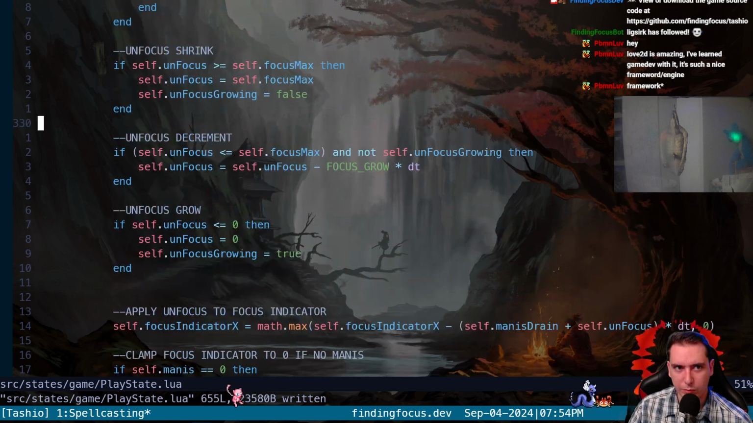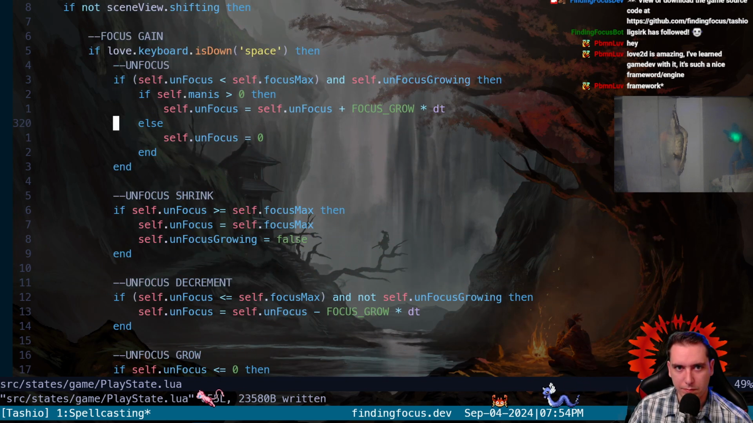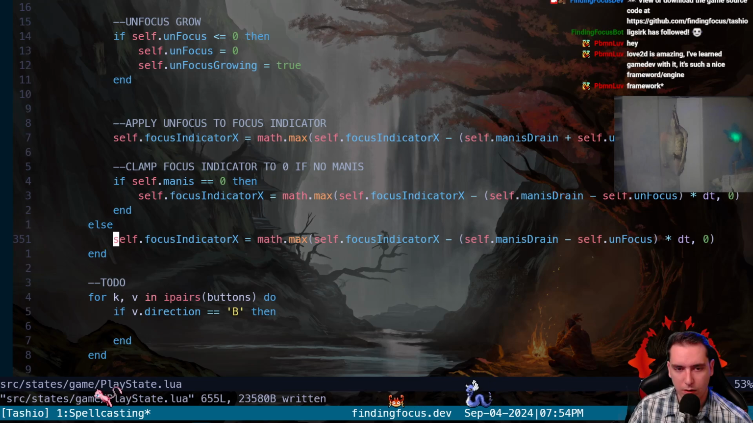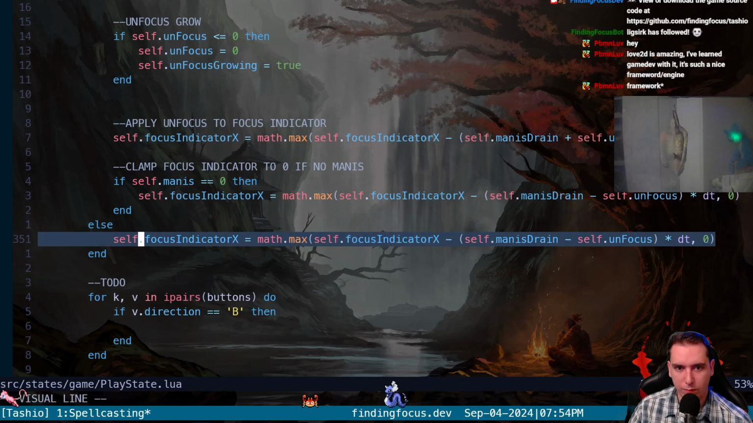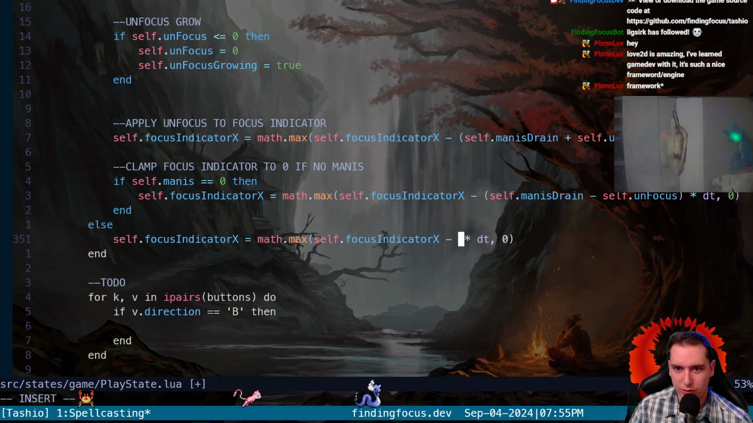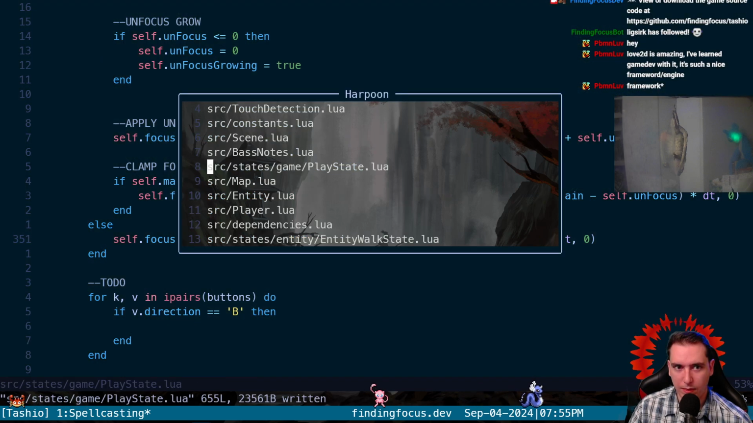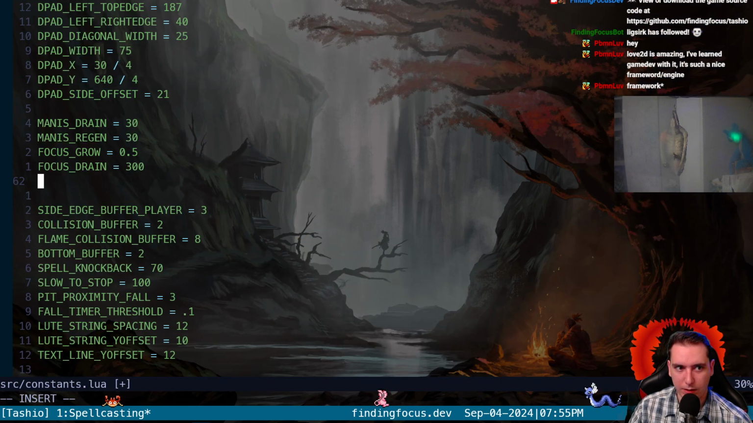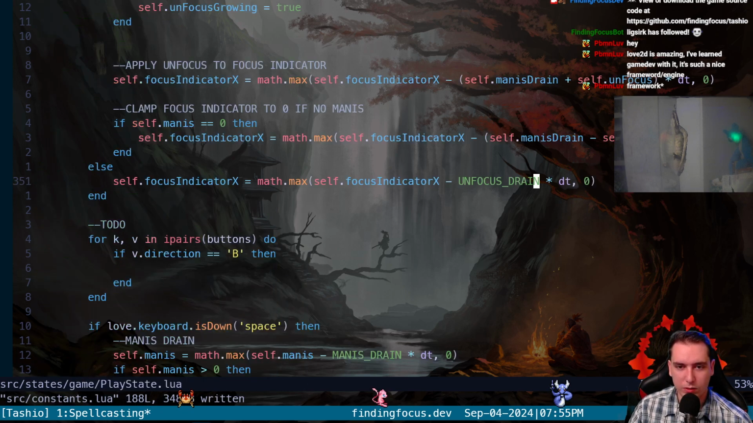Okay, so I think it's this else block here, because we're saying, okay, if space is down, otherwise shrink our focus indicator. So I don't think we want to do this based on the mana drain. It has nothing to do with mana drain, and it also has nothing to do with unfocus. We just want to shrink it. So let's put an unfocused drain here. And then we'll give us that right here. Oh, it would just be... God damn it. Are we doing focus drain anywhere?